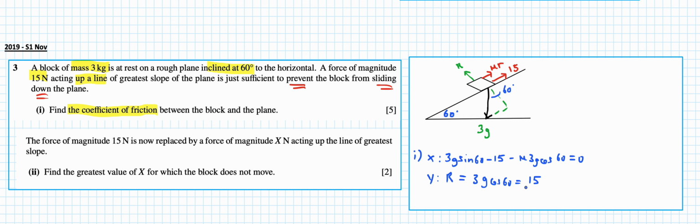So μ is 3g sine 60 minus 15, divided by 15, and the 15, of course, is 3g cosine 60. So μ is equal to 0.732. That's our first part complete.